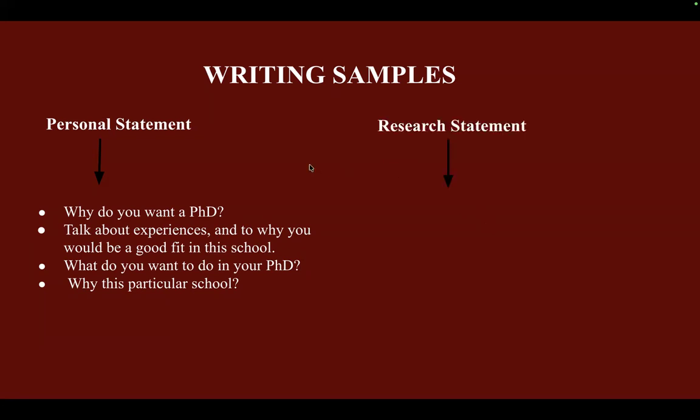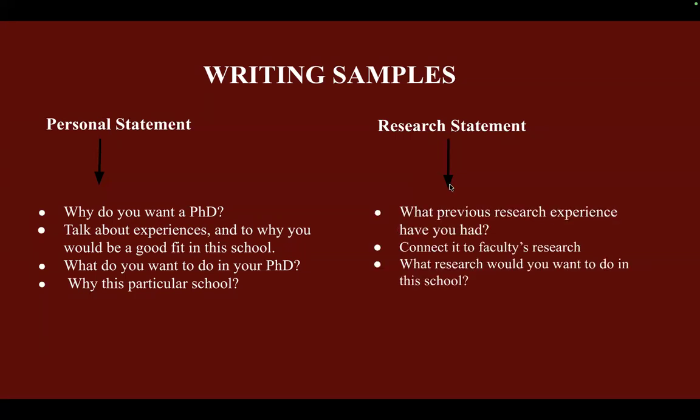Then the research statement. Most of the schools I applied to, about 15 schools, asked for a research statement. Here I spoke about what previous research experience I had, then connected it to the faculty's research and what research I wanted to do in this particular school. Most of the time the school is going to ask you for just a research statement, so it's going to be a little different than these two.